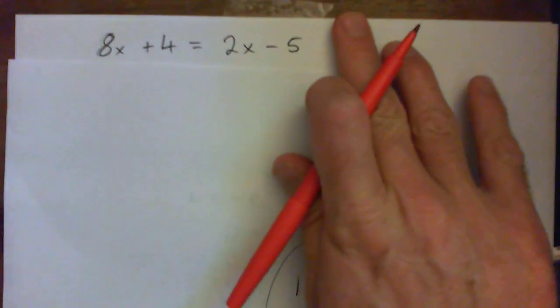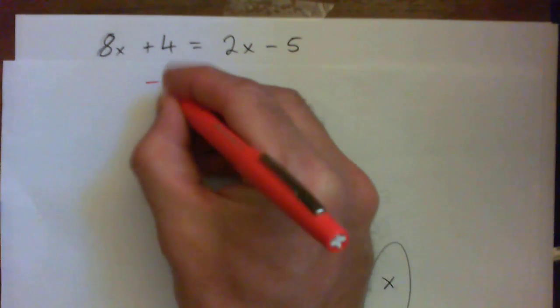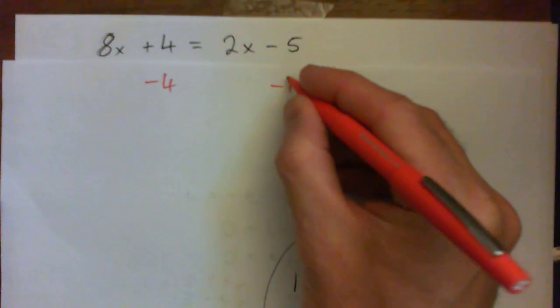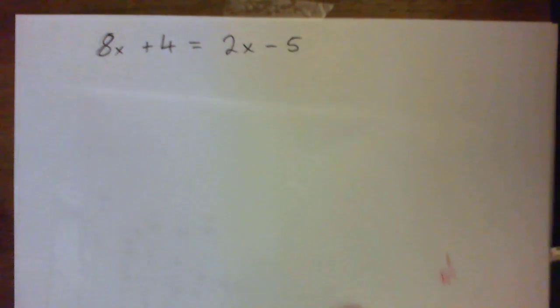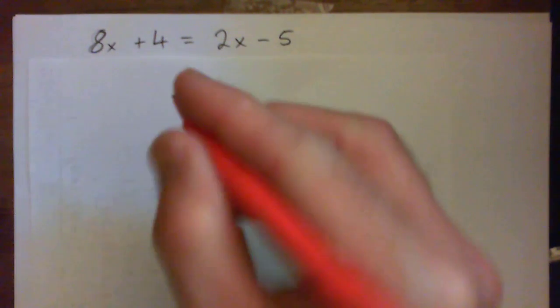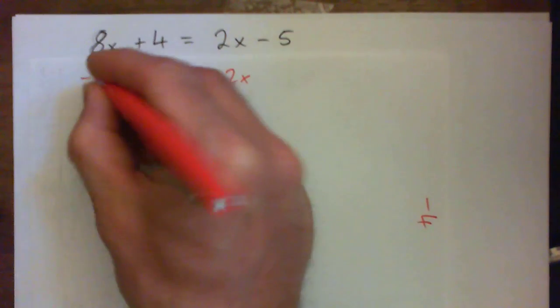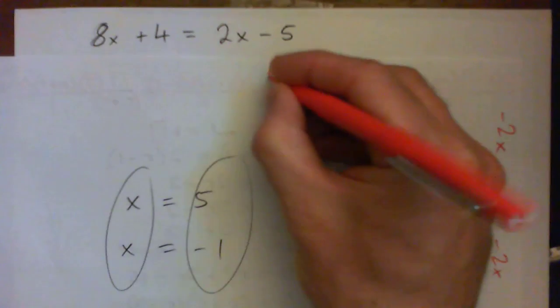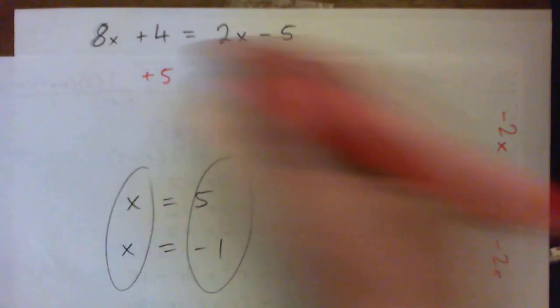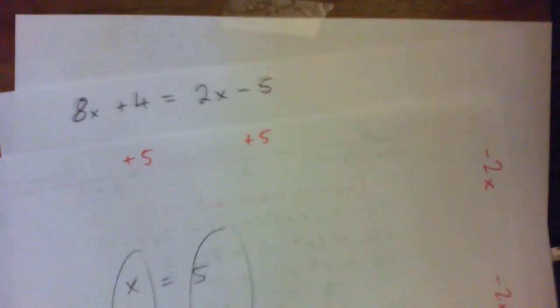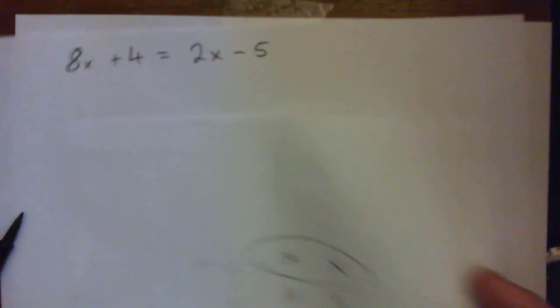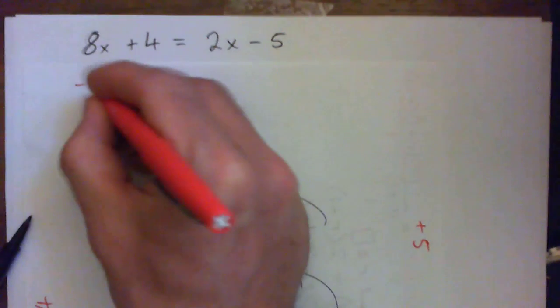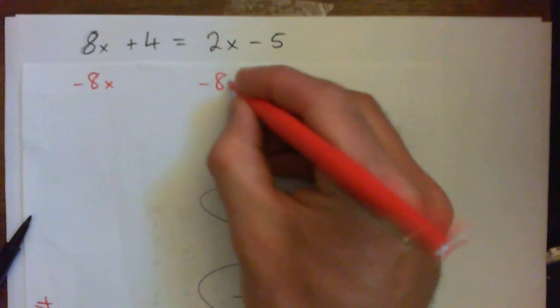But so, for example, I could say, look, I'll get that 4 out of there, and I'll subtract. Or that could be the first step. Or the first step could be, I'll subtract 2x. Or the first step could be, I'll add 5, because that'll get rid of that, put that 5 over there. Or the first step could be, I'll subtract 8x. Doesn't matter. But just do one of those things anyway.